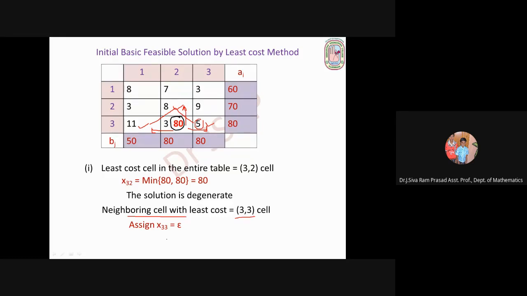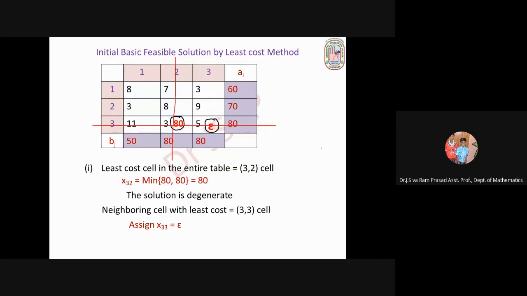Assign x33 equal to epsilon. So write epsilon in the 3 3 cell and circle it. Now the third row constraint and second column constraint both are satisfied.